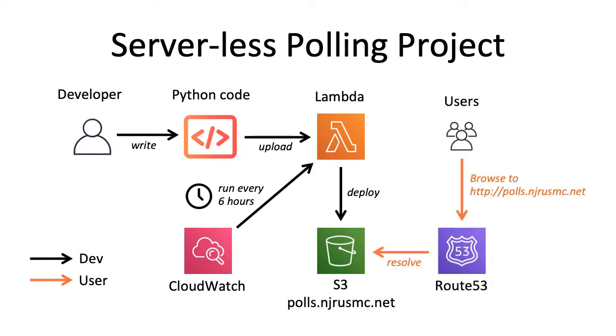First, the users will open a web browser and they'll browse to polls.njrusmc.net using basic HTTP. In addition to being the name of the S3 bucket, this is also a DNS resolvable hostname. I'm using Route 53, which is the DNS service within AWS, to resolve that name, so users will get the IP address of this website, and then they'll be able to retrieve the content and see the HTML. There are very few security holes with this design because it is a serverless architecture, there's no servers to break into, and the website is static.